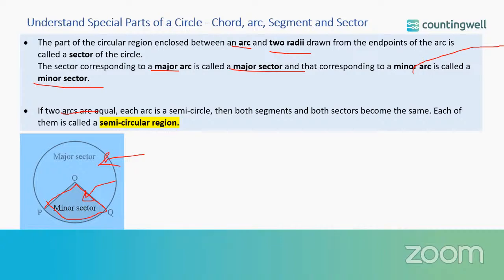If two arcs are equal, each arc is a semicircle and both segment and sector become the same. Each of them is called the semicircular region. So in which case do we have segment and sector coinciding? When the two arcs are equal.